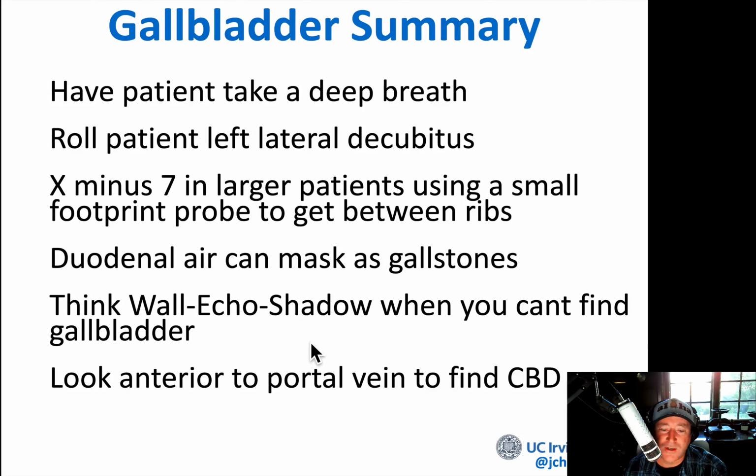And the wall echo shadow, if you can't find the gallbladder. You're looking around, but you see a big shadow coming out of the liver, you're like, oh, wait a minute, is this a contracted gallbladder, stone in it? Have that in the back of your head always when you're scanning if you can't find the gallbladder. And then to find the CBD, just look right on top of the portal vein.